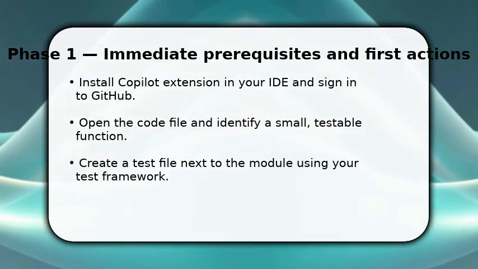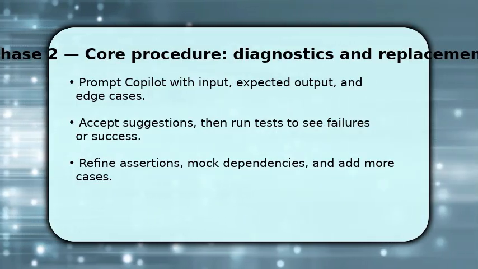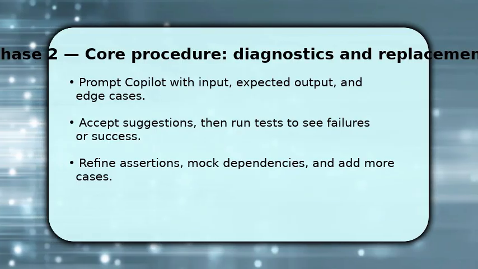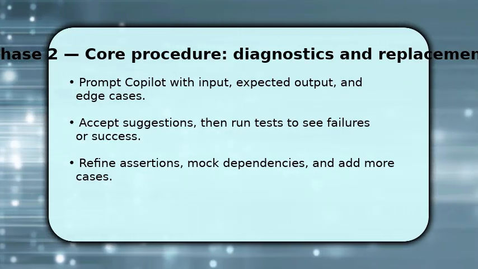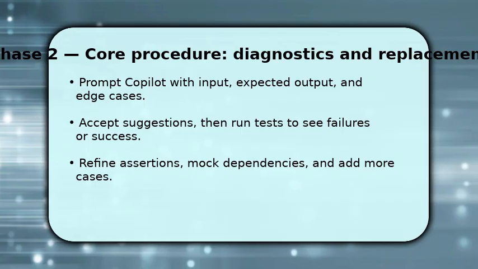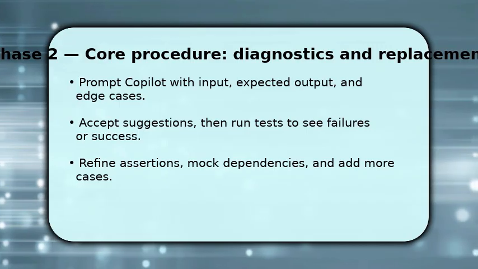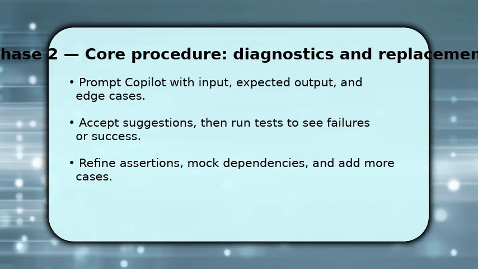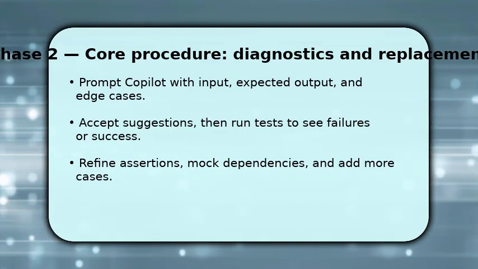Include sample inputs, expected outputs, and at least one edge case. When Copilot generates test code, accept the parts that match and edit assertions where needed. Do not blindly copy. Run the test suite immediately so you can see failing behavior and iterate. If a dependency is external, add a mock or stub in the test. Make sure to expand cases for boundary values, so your tests cover intended behavior.